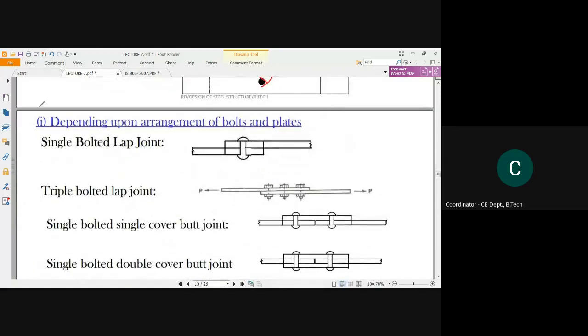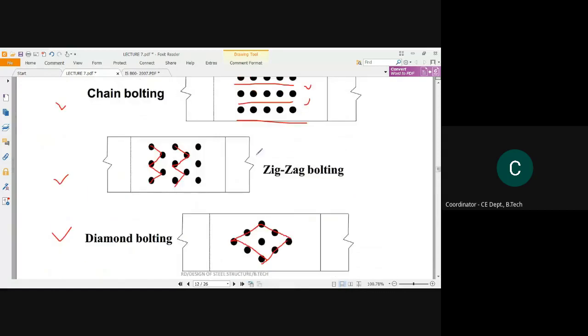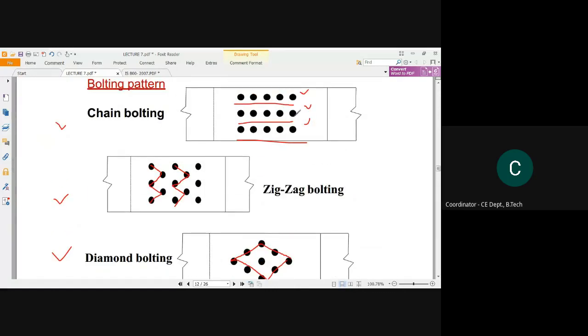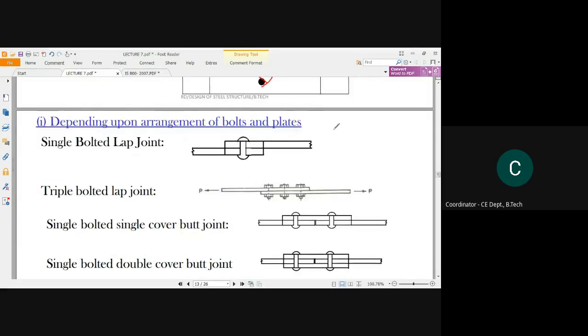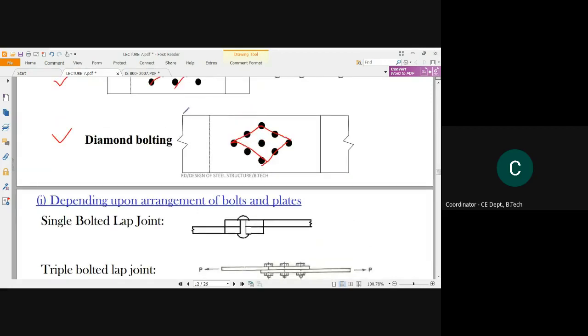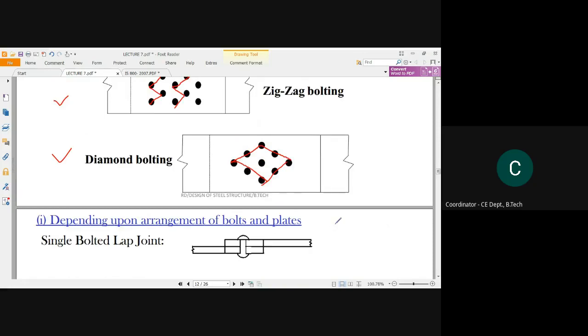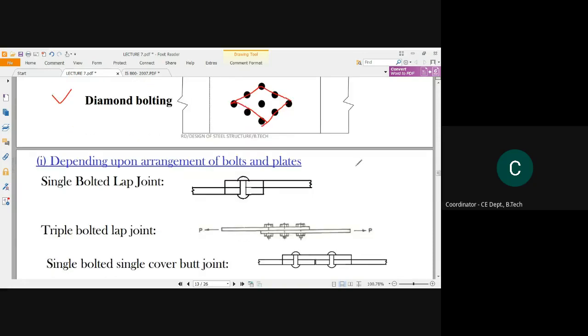See, depending upon the arrangement of bolts and plates, this is the diagram which you can observe from the top of the section. Now this is the diagram which you can see from the side of the section. If this is, say, a plate, right, and this is another plate, see, this plate has been shown in an overlap way. So see, this is a plate. If you see it from the top part, this is another plate.